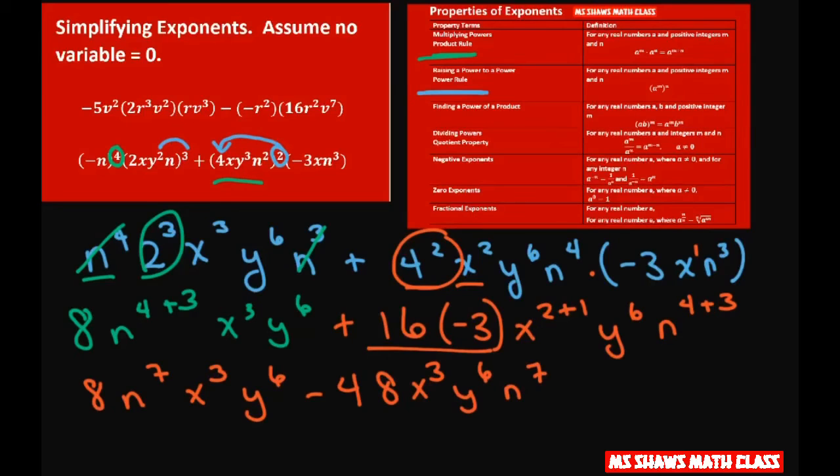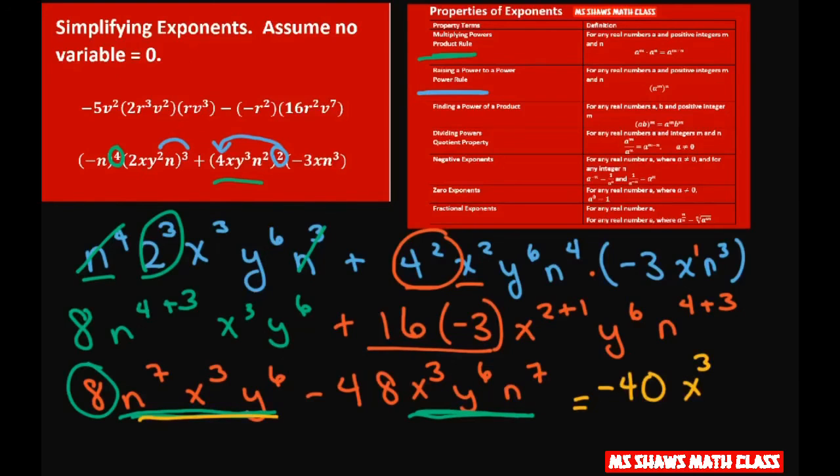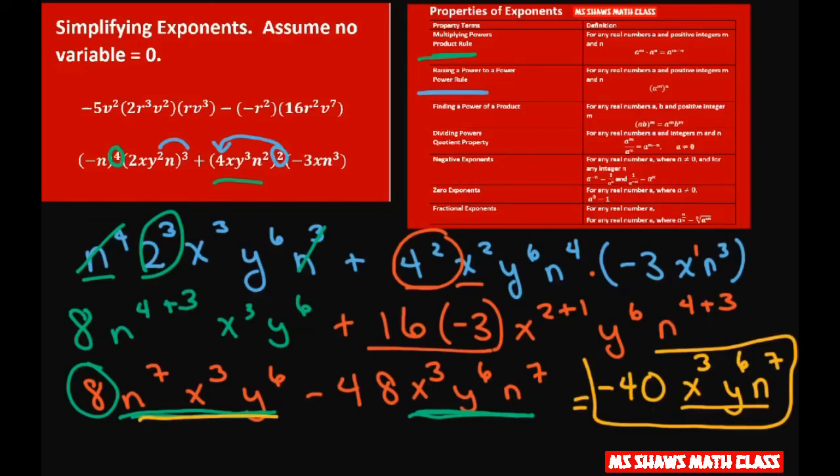Now, just like the previous problem, just because these are out of order, they're still the same because you have the same bases, but it's just written out of order. And a lot of it's the way I wrote it down. So these are the same. They're just in different order. So you have 8 minus 48, and that equals negative 40. Then you just copy your like terms down. Let's do x cubed, then y to the 6th, then n to the 7th. Doesn't matter the order on that. And that's your final answer.